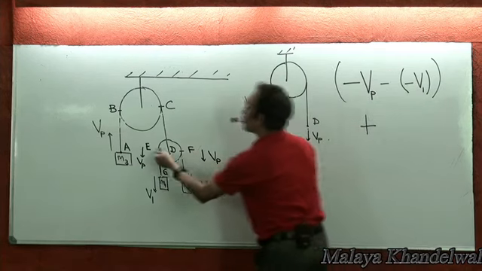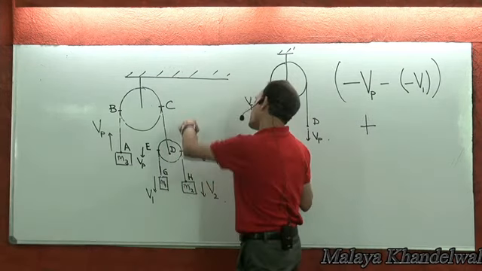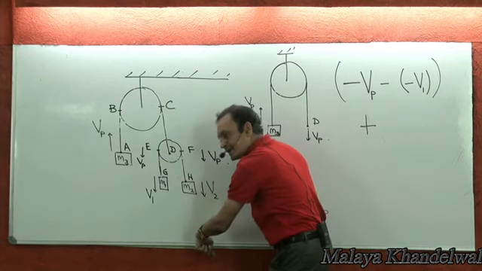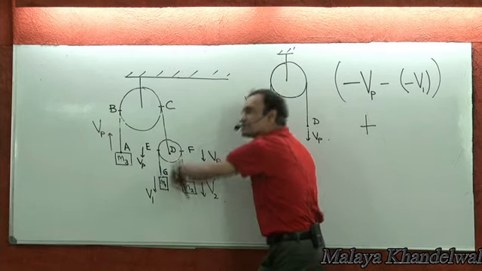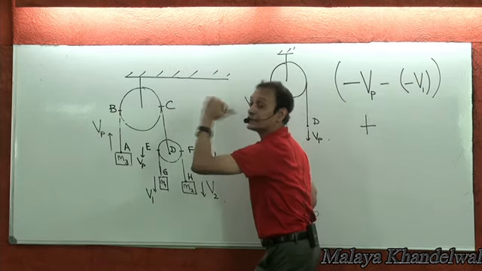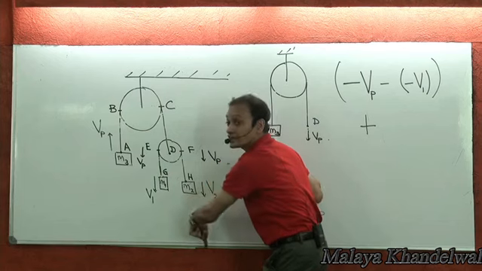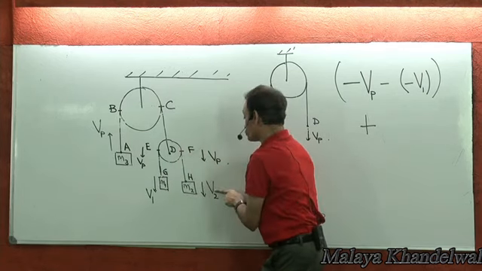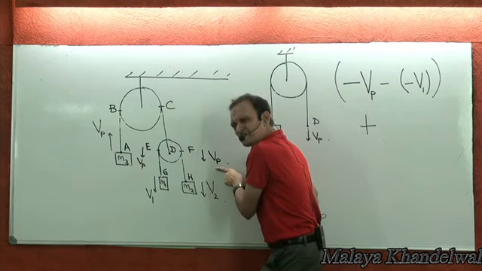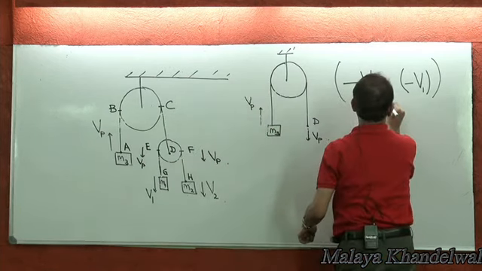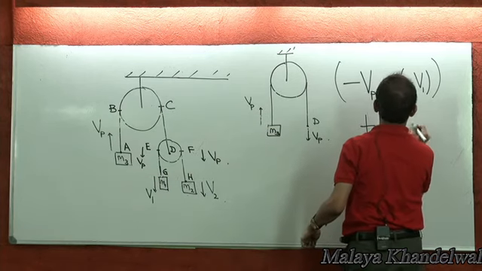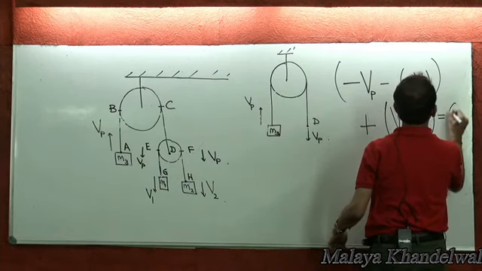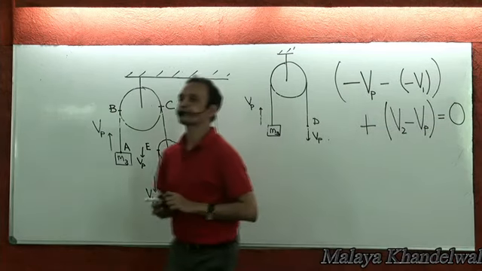Plus, do I bother about EF? No. Then I go from F to H. Everything in the direction of traversal positive, opposite to the direction of traversal negative. Velocity of H in this direction is going to be V2. Velocity of F in this direction is going to be Vp. So it's going to be V2 minus Vp. And this must add up to 0. Yes or no?